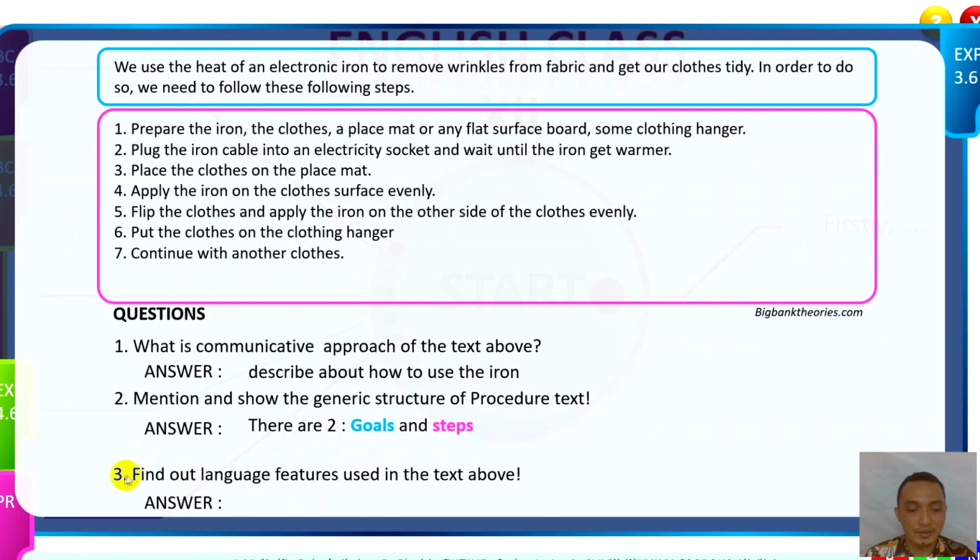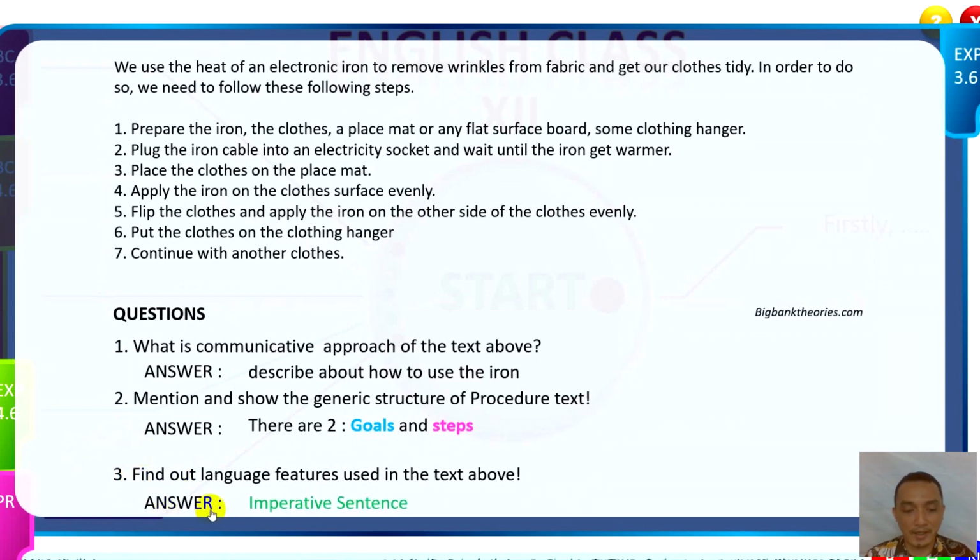Now number three, find out the language features used in the text above. The language features of the procedure text are different from other texts. The major difference between procedure text and the other texts in English is the imperative sentence. So where is the imperative and what is imperative? This is the imperative.